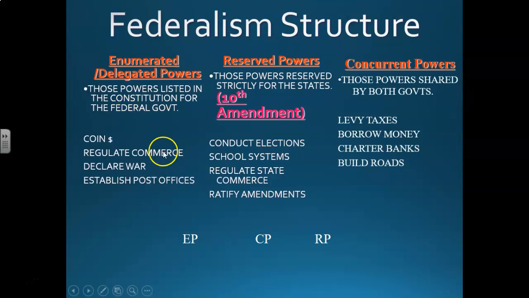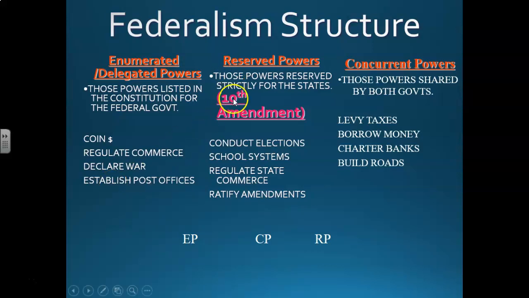Well, because we have federal powers and state powers and both powers, there are really three types of powers. There are enumerated powers, or they're also known as delegated powers. And these are powers that are listed in the Constitution only for the federal government. So enumerated is federal, EF. And so that's how I always remember it. And these are powers that are listed in the Constitution. So the federal government can do all of these things: coin money, regulate commerce, declare war, establish post offices, and they have a whole bunch of others.